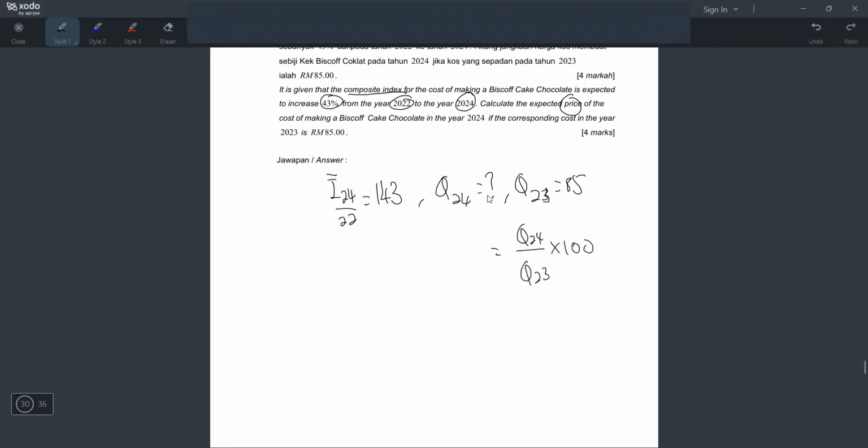And then the older year you put at the bottom. And what do you think will be this I? It will be 24 over 23 also, right? Because the year here and the year here have to match, right? And guess what? It's not I, it's the I dash, the composite index.